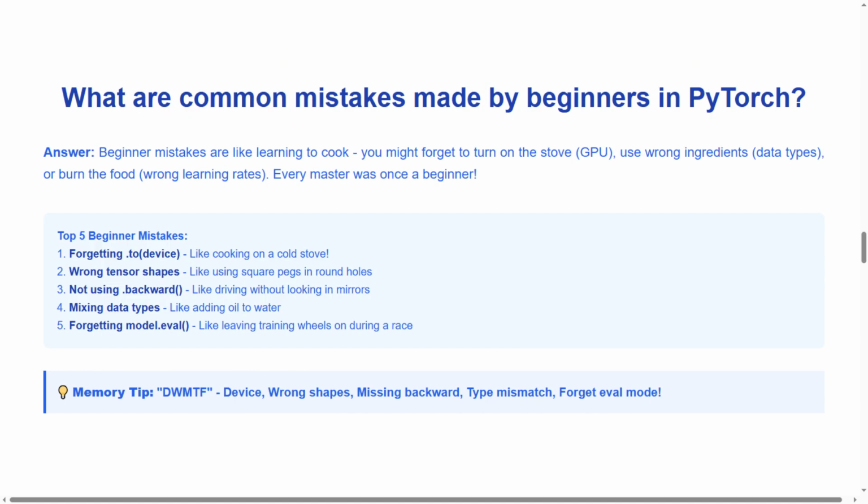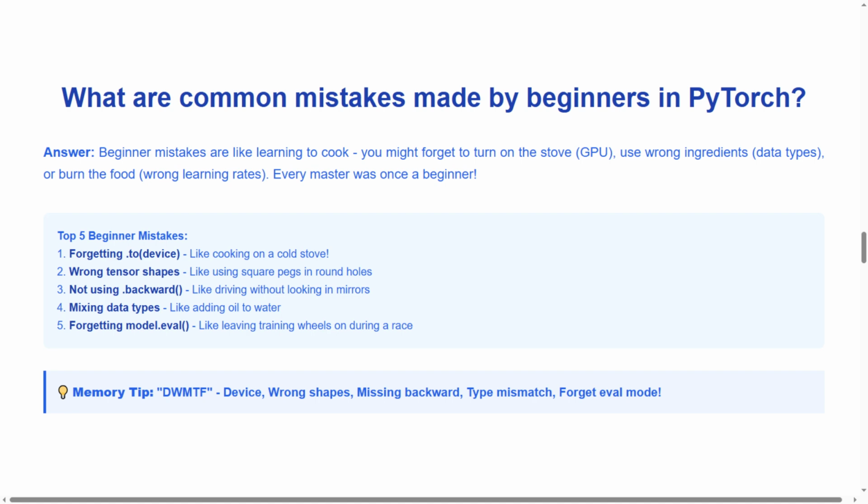Our next question is, what are common mistakes made by beginners in Pytorch? Beginner mistakes are like learning to cook. You might forget to turn on the stove or GPU, use wrong ingredients or data types, or burn the food with wrong learning rates.